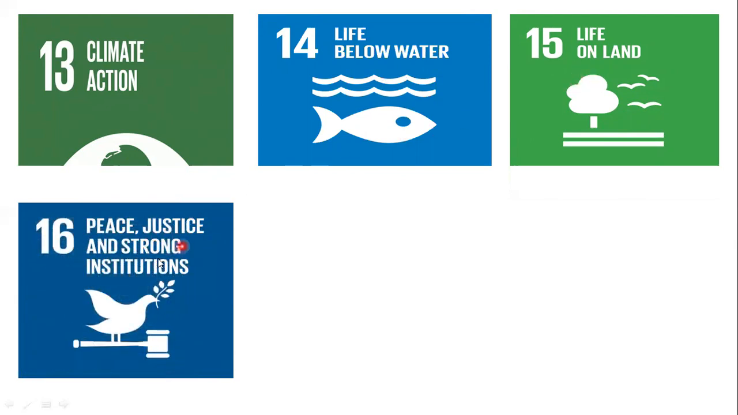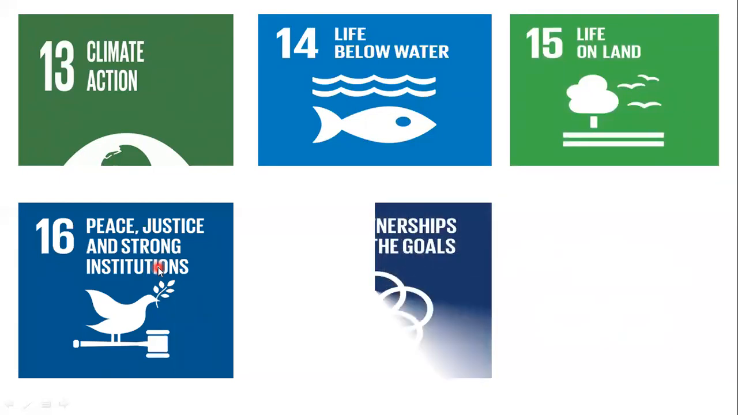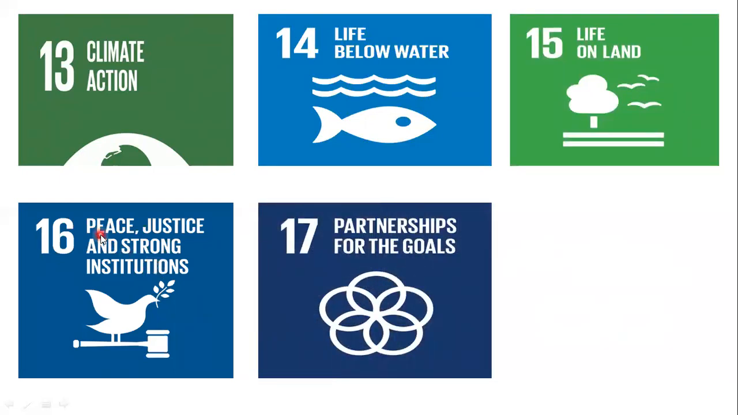16, peace, justice, and strong institutions. It is also important for sustainable development. There should be peace, and if you want to ensure peace, there will be need for justice and strong institutions. If you want to ensure justice, then your institutions must be strong enough to ensure justice, and that will ensure the peace in the society as well as in the country and the world. The last goal of sustainable development is partnerships for the goals.